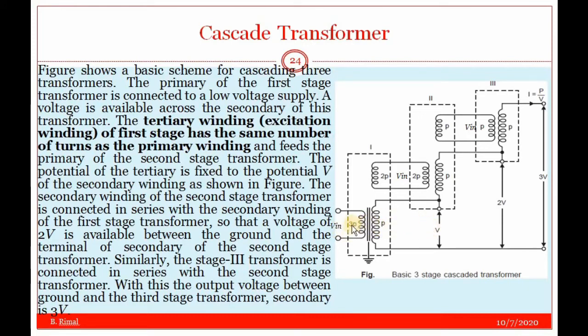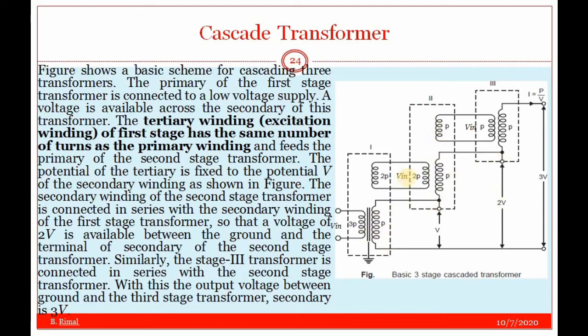in the secondary, and the number of turns in the primary of this transformer is similar to the number of turns on the tertiary winding, so that the input voltage Vin will be induced in this tertiary winding also, which is then connected to the primary of the second test transformer. This will also generate a voltage V, and these are connected in series additive connections, so that we get 2V voltage at this point.